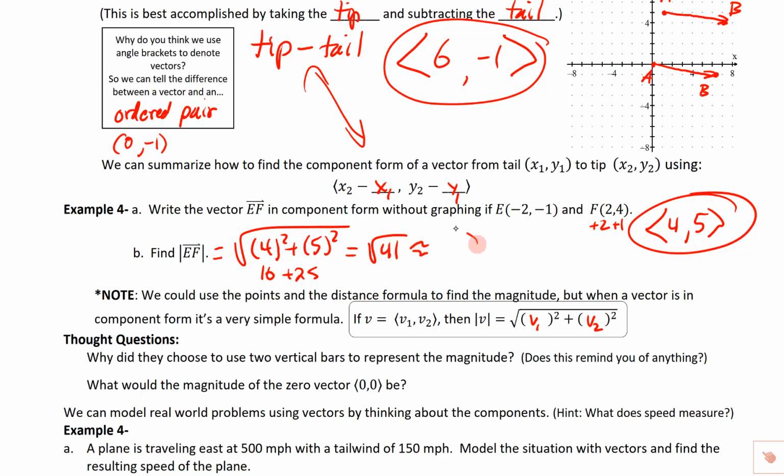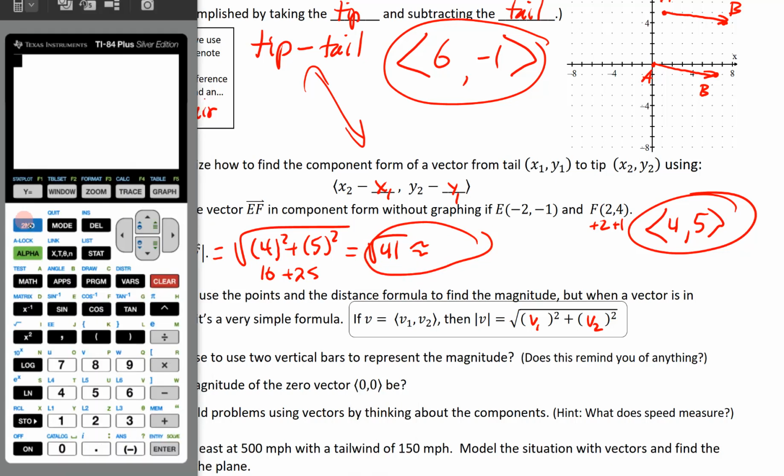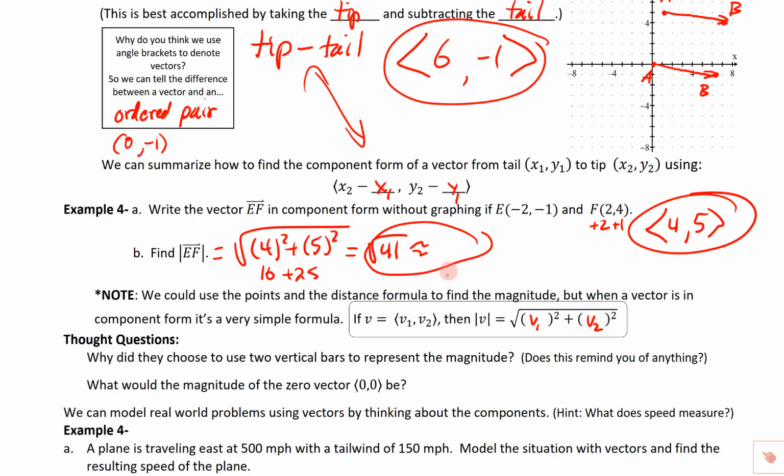But we can go ahead and pull up the calculator, and let's get a decimal for this. So let's see what we get here. We'll do second square root 41, clear out of there, make sure that it looks right, and we get 6.40. So I'm going to do 6.40, and then everybody will know that we rounded it the right way.